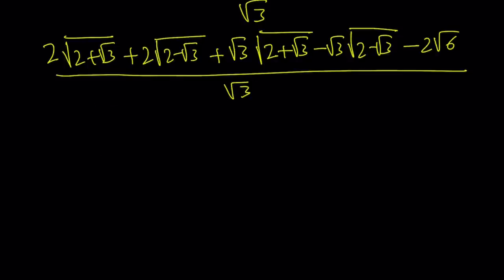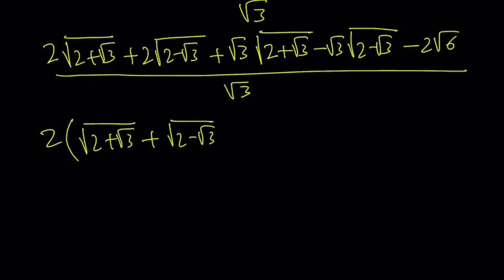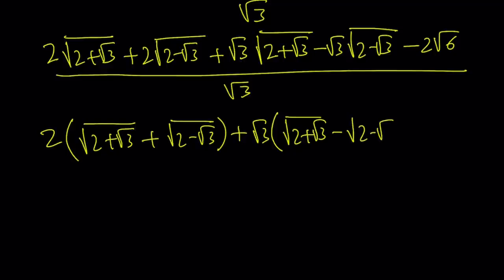Keep changing my mind. Okay, I'll take out a 2 here and write this as square root of 2 plus root 3 plus square root of 2 minus root 3. And then I'll take out a root 3, so I've taken care of those two things, and write this one as root 2 plus root 3 minus root 2 minus root 3. Again, these are different because there's a minus sign in between, and then minus 2 root 6.